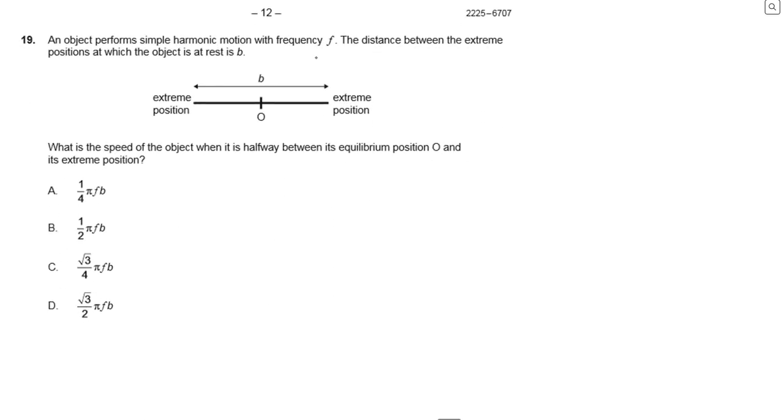19. Simple harmonic motion with frequency f. The distance between extreme positions at which the object is at rest is b. What is the speed of the object when it is halfway between its equilibrium position and its extreme position? So for speed, we're looking at KE, and we know KE is equal to half m v squared. I don't believe this is given in the data booklet, but we can easily figure it out using our formula.